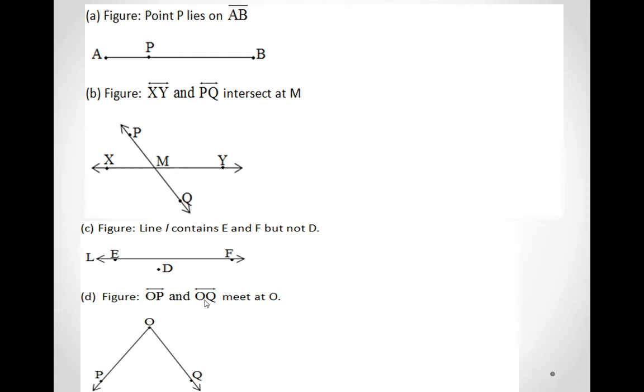Line OP and line OQ meet at point O. Look at here, dear student, they told here meet. That means we are not going to intersect them. So this is the line OP and line OQ which meet at point O. So O is the common point of these two lines. Like this, we can draw this figure by using these given conditions.